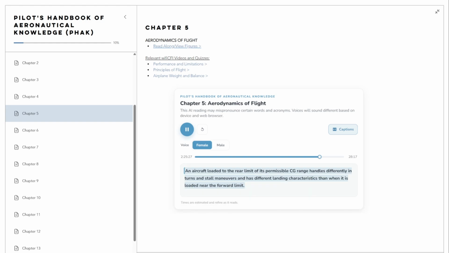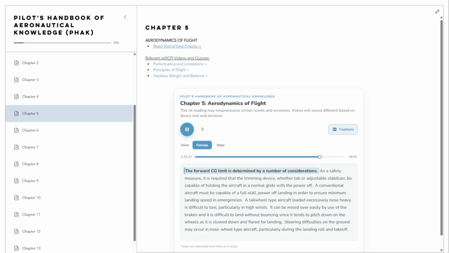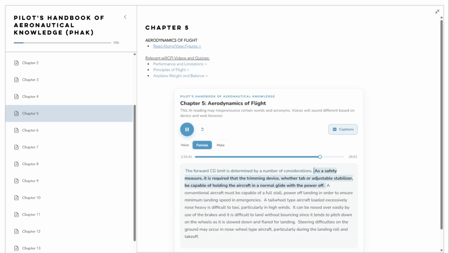An aircraft loaded to the rear limit of its permissible CG range handles differently in turns and stall maneuvers and has different landing characteristics than when it is loaded near the forward limit. The forward CG limit is determined by a number of considerations. As a safety measure, it is required that the trimming device, whether tab or adjustable stabilizer, be capable of holding the aircraft in a normal glide with the power off.